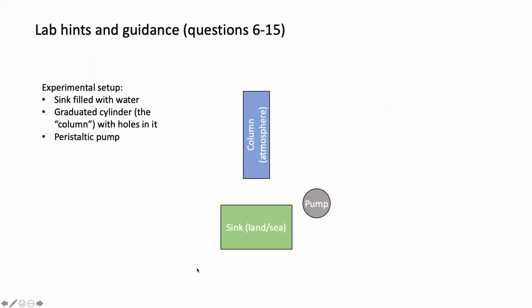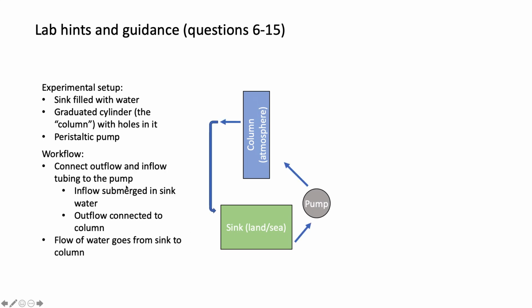All right, so let's move to the lab itself and give you some hints and guidance. This pertains to questions 6 through 15. In this part of the experiment, we have the experimental setup. We have a sink that's filled with water, represented right here in the green box. Then we have a graduated cylinder that represents a water column, up on the bench. Now we have a peristaltic pump that's connected to the sink. In our workflow, we'd have the tubing go from the sink, the inflow to the pump, and then the pump's outflow to that water column right there.